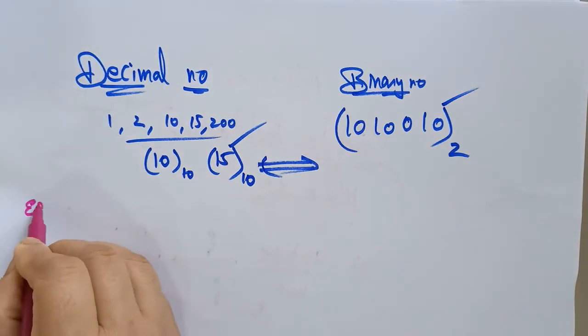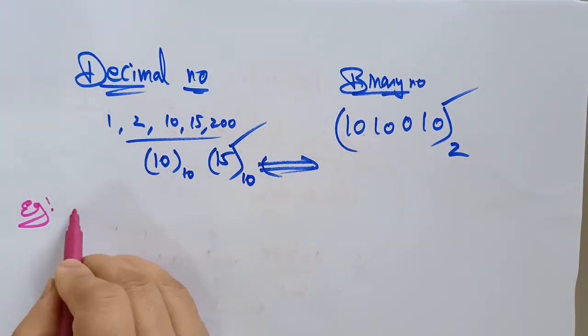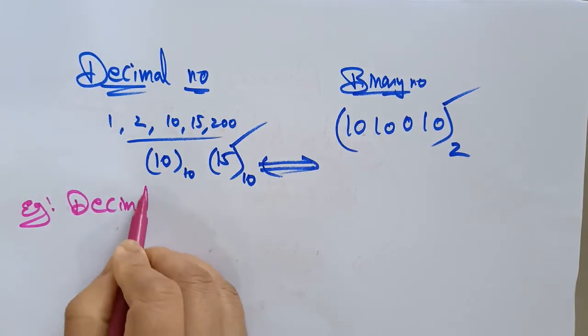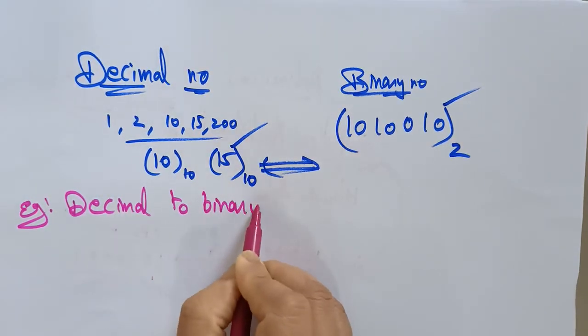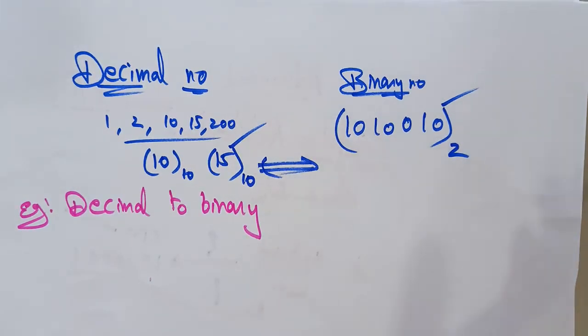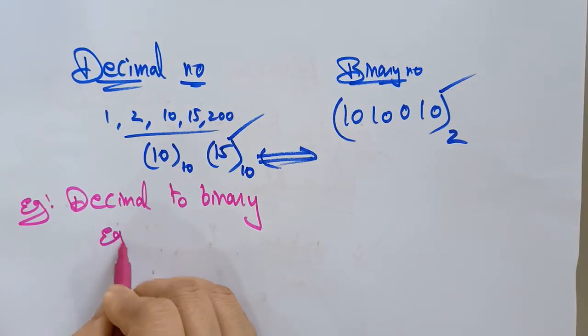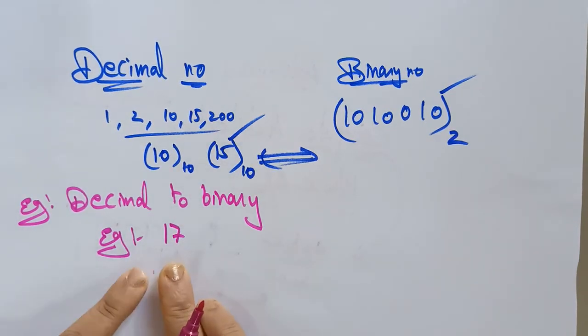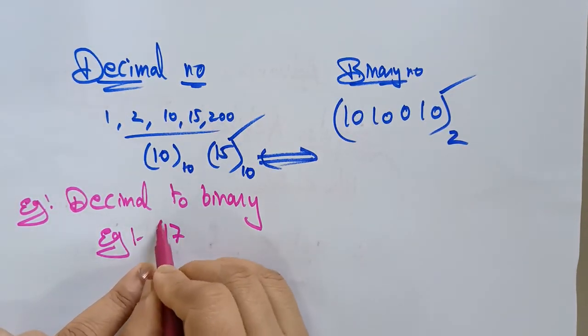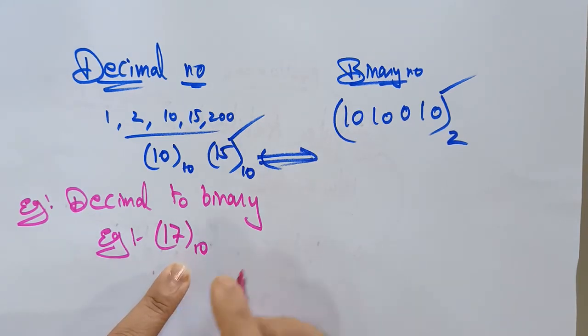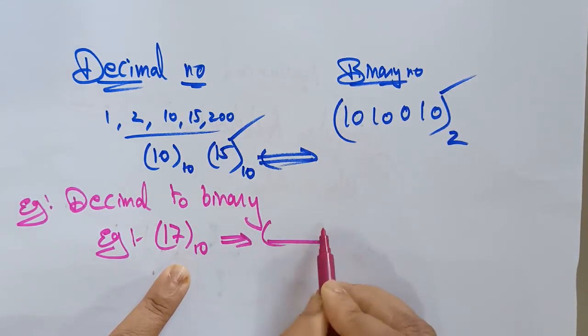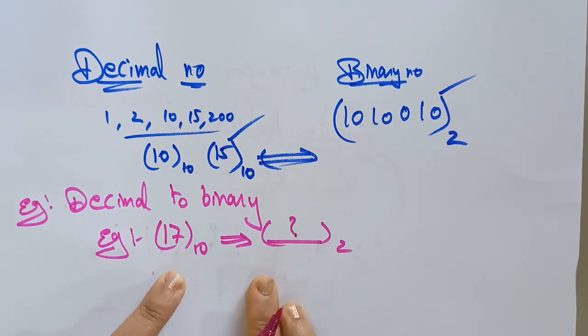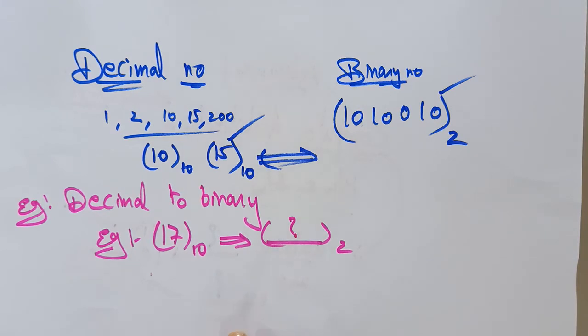Let's start with a simple example. First, decimal to binary conversion. Take a simple decimal number and convert it into a binary number. Let me take the example 17. 17 is a decimal number. Then what is the binary number for this decimal number? I want to find out. Because you are giving an input of 17, the system has to understand what 17 is, so 17 is converted into a binary number.